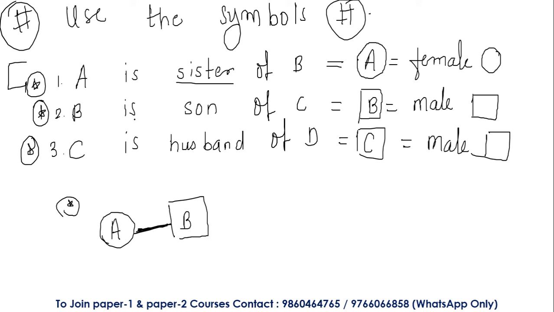From statement number 2, B is son of C. Now we can clearly say that B is son of C. It means C is going to be in the first generation and B is going to come in the second generation. Why? Because C is the father and B is the son.